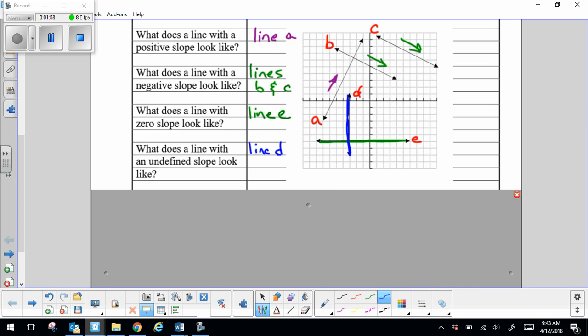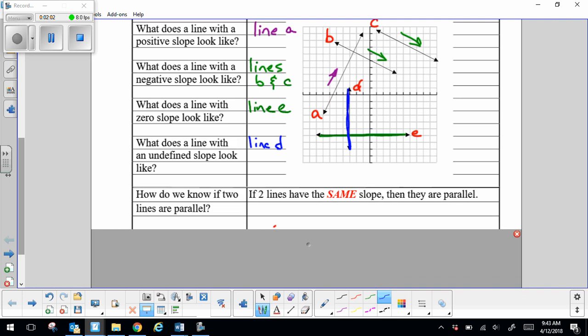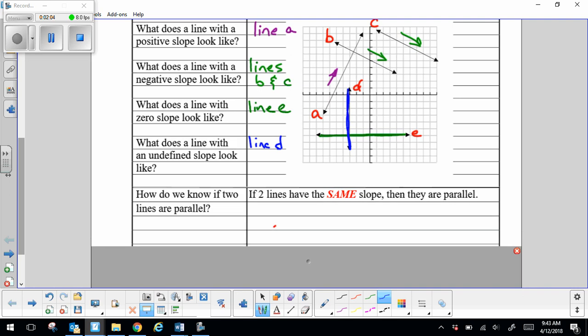So given that, here in geometry, we're very interested in slope relationships as they relate to perpendicular and parallel lines. So fill in this information on your sheet. It says how do we know if two lines are parallel? If two lines have the same slope, then they are parallel. Please write the word same into that location.